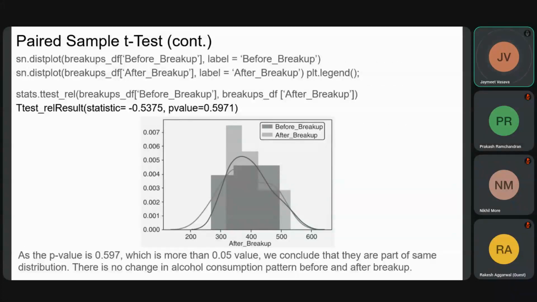So again, here we have used a dist plot. We can use a hist plot or histogram plot over here. While using the breakups data set and the before and after breakup values within the data set, we get the statistic value of minus 0.53 and the probability value of 0.59.